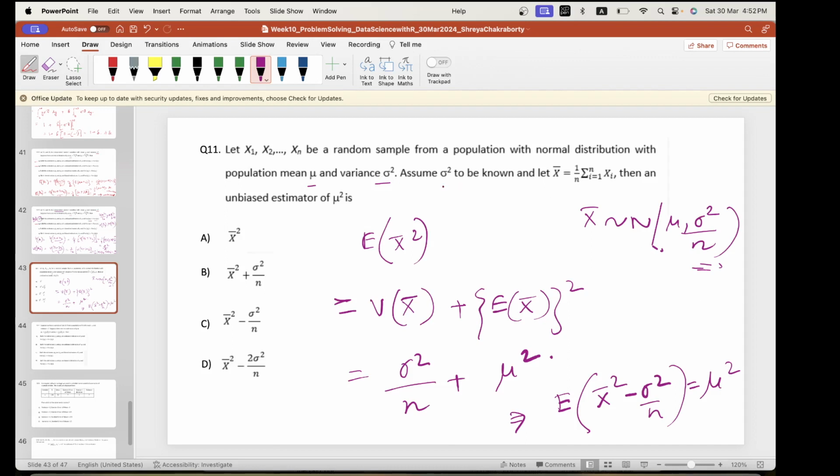Now given it is asked to assume sigma square to be known, then our Tx is actually this thing, x bar square minus sigma square by n, and Tx is fully specified assuming sigma square to be known. Given the sample x1 to xn, we will get the value of Tx completely. So expectation of Tx is equal to mu square. So given sigma square is known, x bar square minus sigma square by n, this one is an unbiased estimator of mu square.